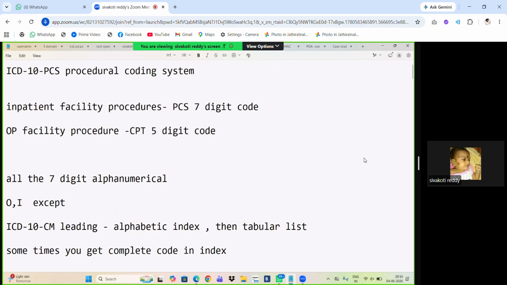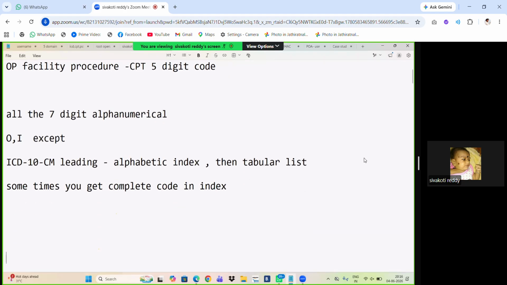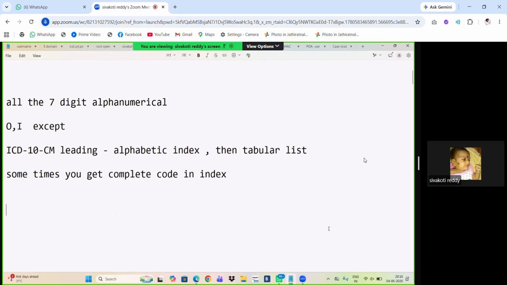Sometimes you get ICD-10-CM codes in the index, and sometimes we don't. It's the same in PCS also. You will get an index and tables. ICD-10-PCS is the same, guys: index, and then tables. So how do we use the index? The index is like a dictionary.